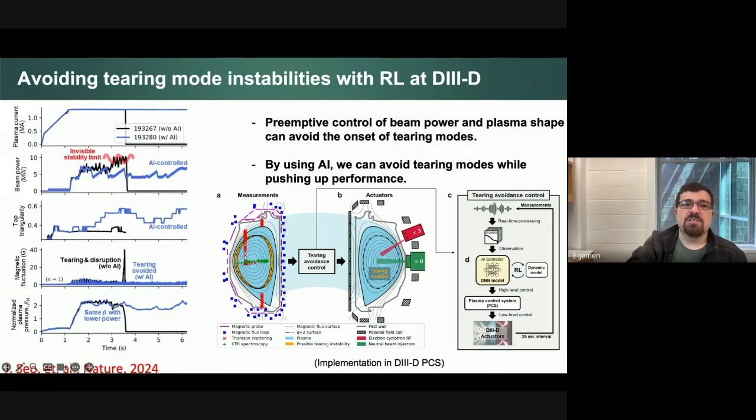This is the shot without control. And you see that it drops to 0. So it's basically a disruption. And with the control, we were able to achieve the highest confinement without instabilities. This was published in Nature. The other one was Nature Communications.